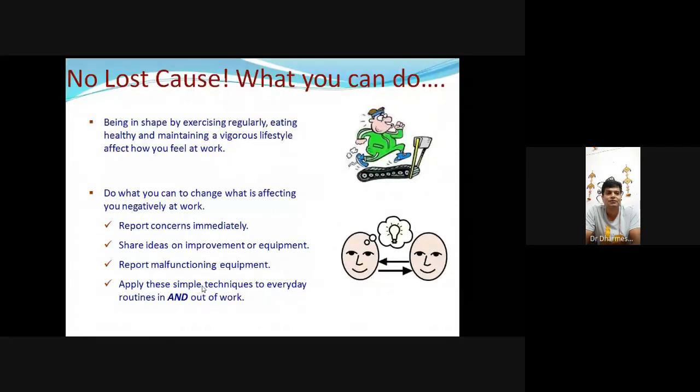Whatever affects you in your work, you need to report it to your supervisor or manager, saying that these changes should be made, and that you are getting affected. As and when you are affected, the manager will take action accordingly. Report malfunctioning equipment. If your chair is not functioning properly or is broken, you need to request your manager or supervisor to replace your chair. Apply simple techniques to everyday routines, in and out of work. It's not always only at the workplace. You need to apply it in your routine lifestyle as well.